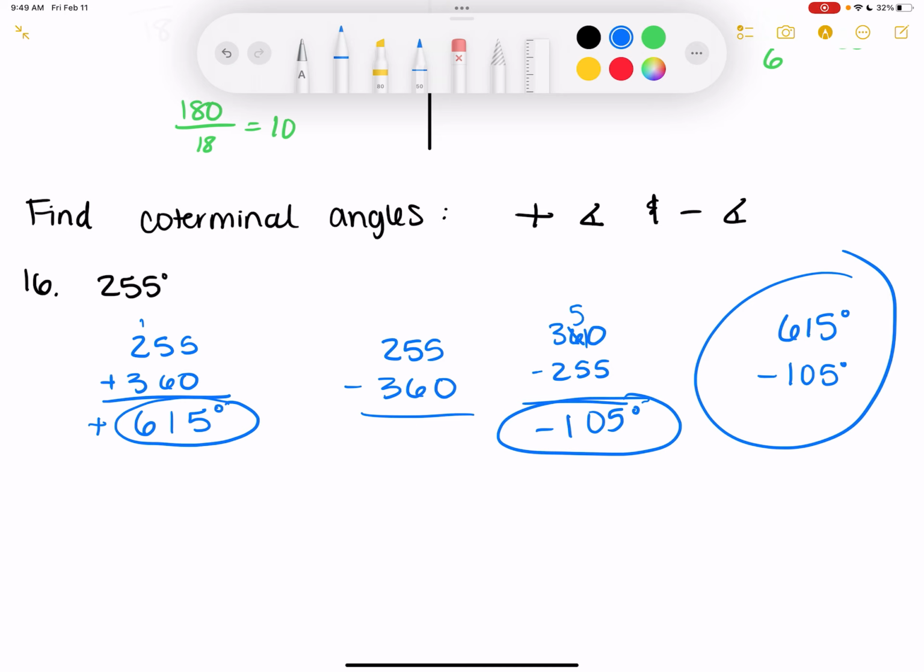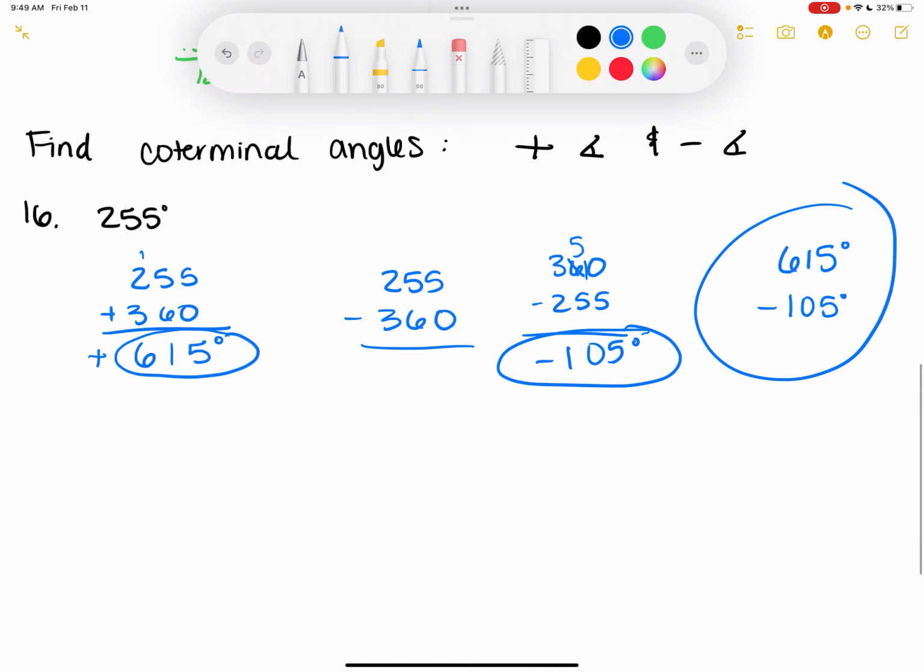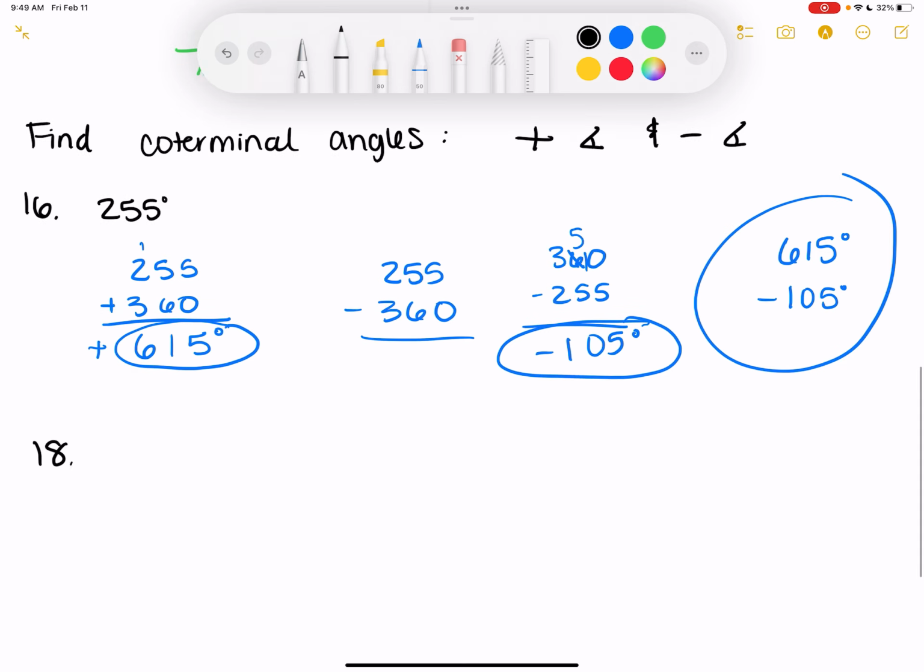Now, I will show you this next problem is going to be one where there's actually going to be two possible options that I would accept for it. Well, I guess technically there would be three for this one, but we'll talk about why I'll accept all of them. All right, so 18 is 820 degrees.